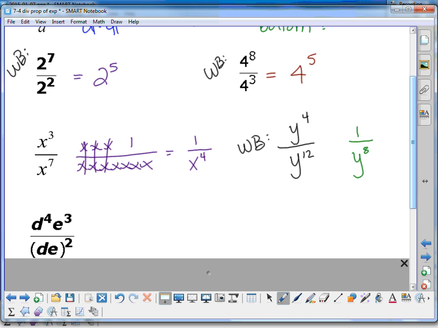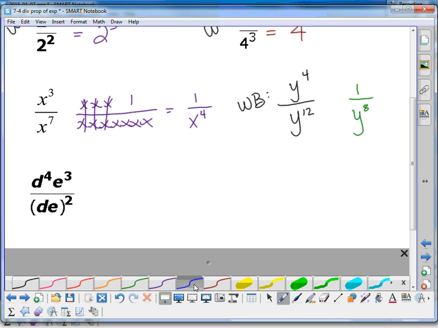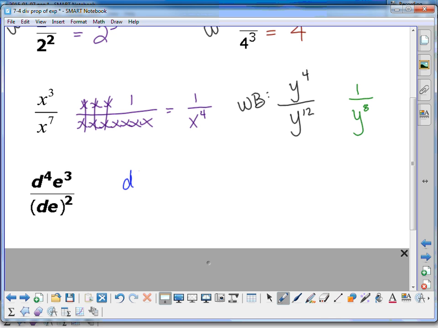Okay, this is for your notes. All right, so sometimes you might have to do some work before you can decide whether there's more on the top or the bottom. I don't need to do anything to the top. It's d to the 4th e cubed. But now on the bottom, I've got d e squared. So essentially, I have d squared and e squared.